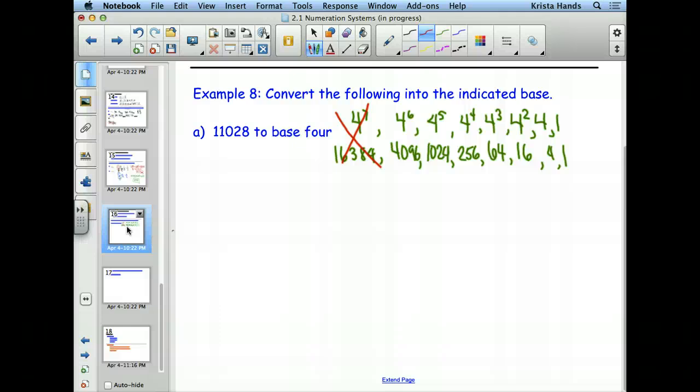We're going to do what looks a little bit like division at first. What we want to do is take that 11,028, and we want to divide it by 4096. That will tell us how many bags that we can get of size 4096.